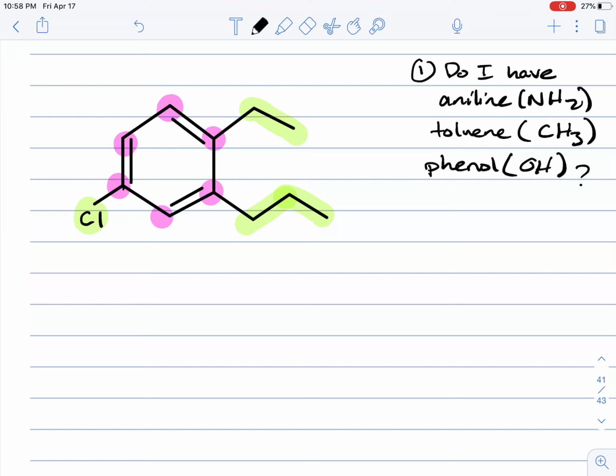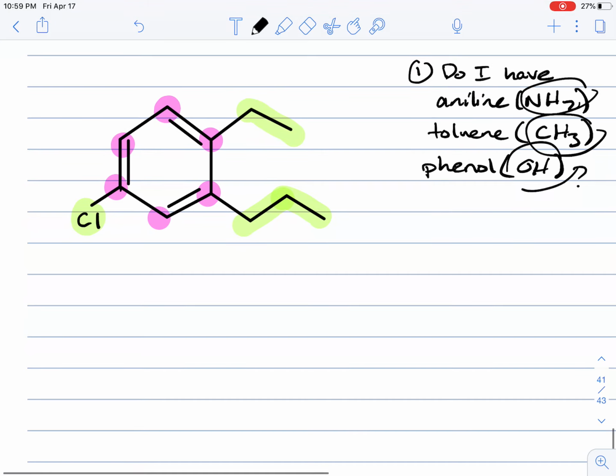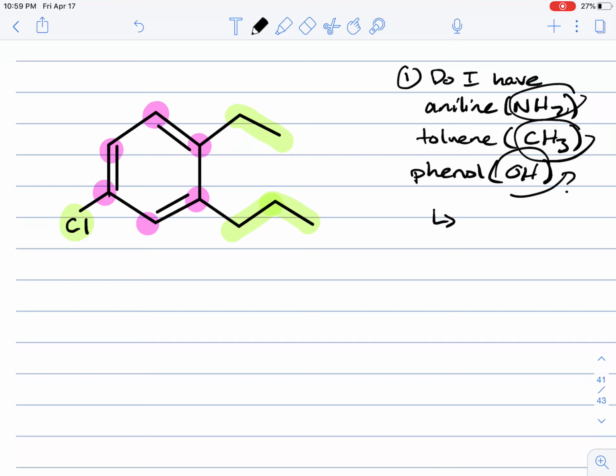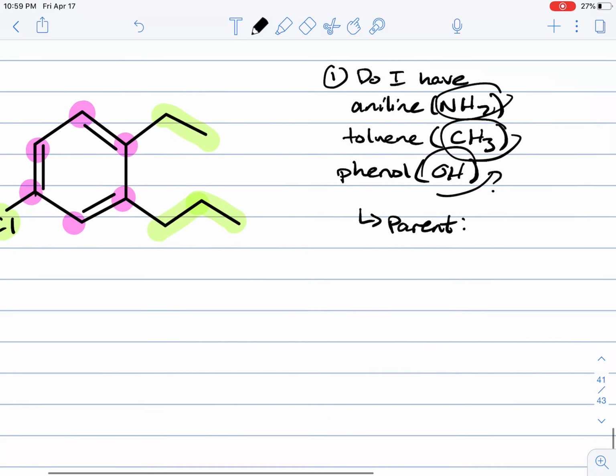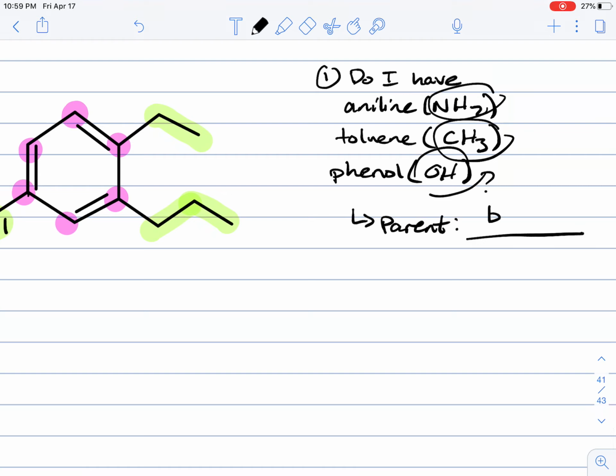Okay. And so if you look at the structure, I have a chlorine, a propyl group. So this is my chlorine, my propyl, and I have an ethyl group. And so this structure doesn't have NH2, a CH3, and an OH. And so therefore, the name of the parent is going to be benzene.